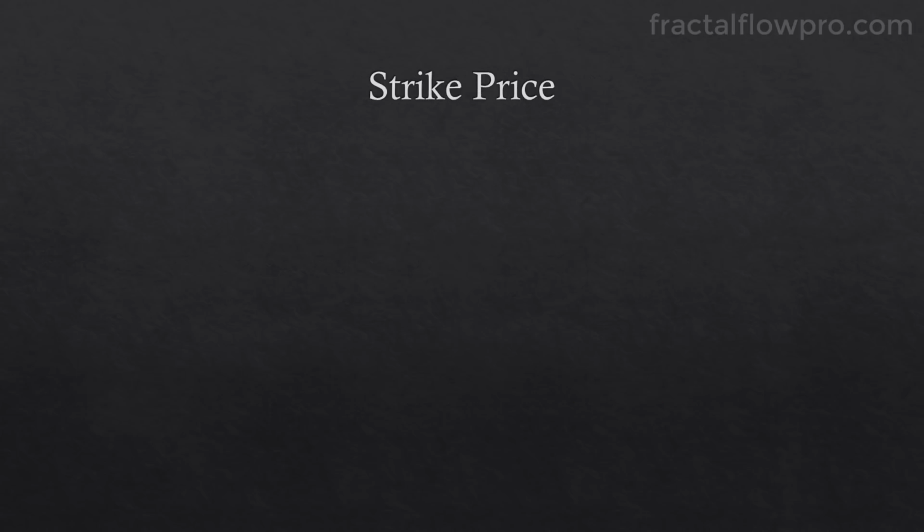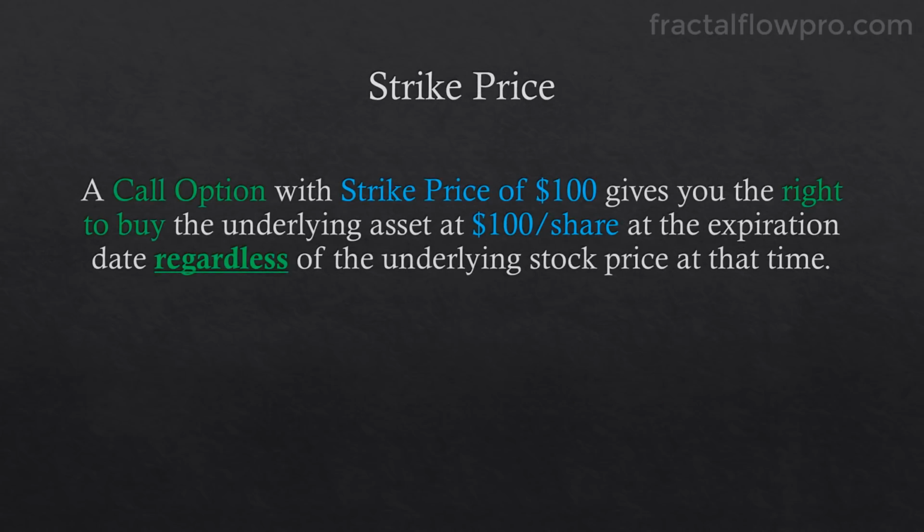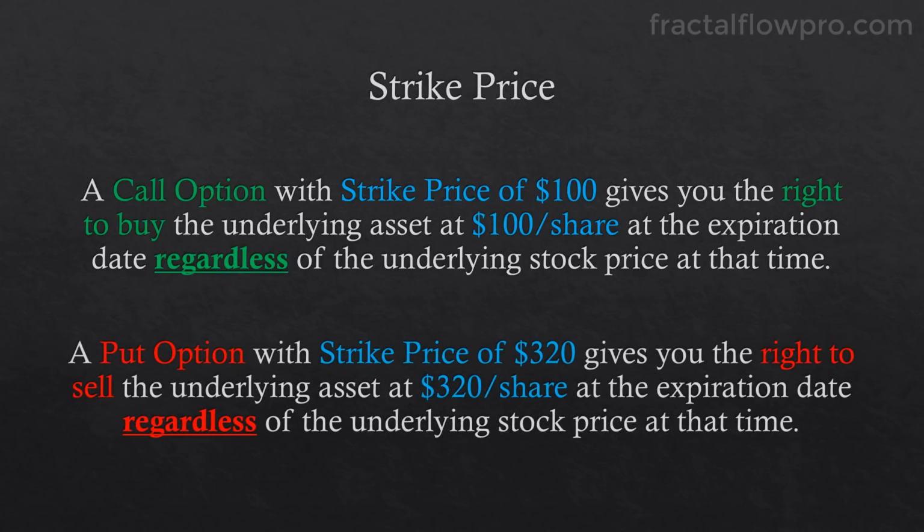For example, buying a call option with a strike of $100 gives you the right to buy the underlying asset at $100 per share in the future, regardless of the underlying stock price at the expiration. Buying a put option with a strike of $320 gives you the right to sell the underlying asset at $320 per share in the future, regardless of the underlying stock price at the expiration.